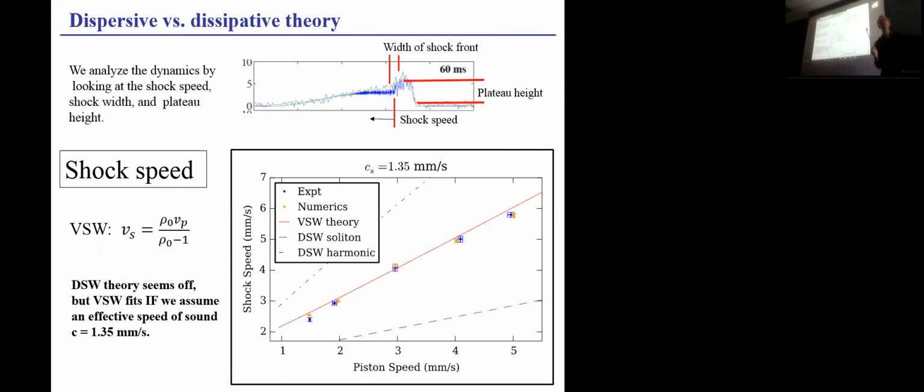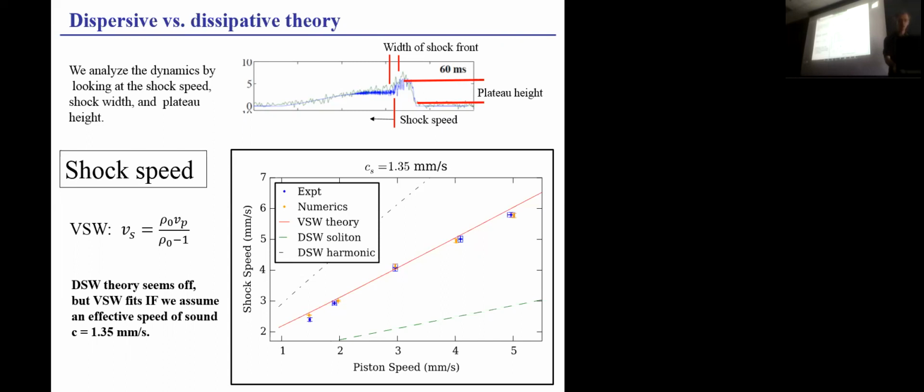Now for the dispersive shock wave, we have seen there are two fronts: a harmonic front and a soliton front. Given our experimental parameters, we can calculate our expectations for these velocities, which are the dashed lines shown over here. Quite clearly, they do not fit. If we use viscous shock wave theory, then we can come up with a line that fits the data quite nicely. A little caveat: the data is fit if we use a speed of sound that is slightly lower than what we think it is in the system, and I will get back to that point later.